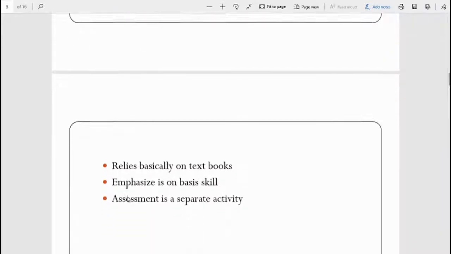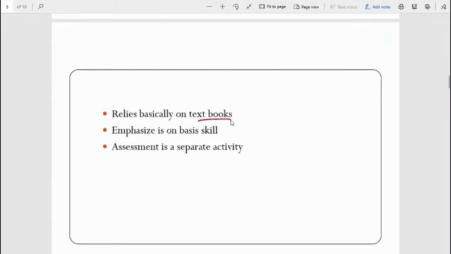Traditional teaching relied heavily on textbooks. The textbook is the core. The emphasis is on basic skills. They teach a skill, but at a very basic level: how to read, how to write, how to memorize, how to be a good rote learner. All this comes under this.